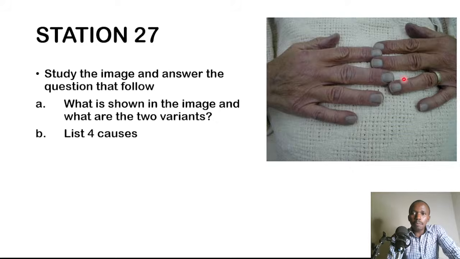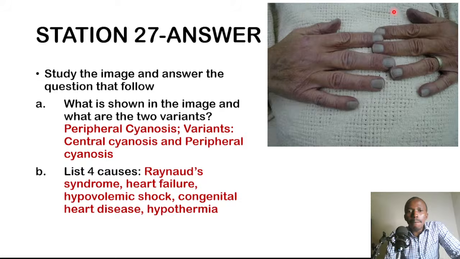So as you can see here, we have this bluish discoloration of the fingers and the nail beds. You can see this finger here is discolored. So this is obviously cyanosis. So you have peripheral cyanosis and you have central cyanosis. Now the causes of cyanosis are many. So you have your Raynaud's syndrome or your Raynaud's phenomenon, which I talked about, heart failure, hypovolemic shock, congenital heart disease, hypothermia, anything that will just cause hypoxia can present you with cyanosis. So that's one of the many causes of cyanosis.